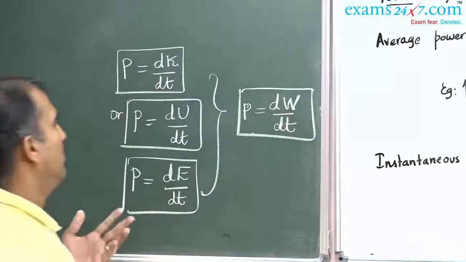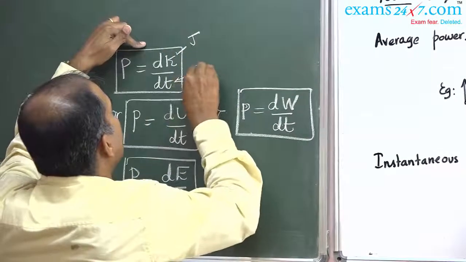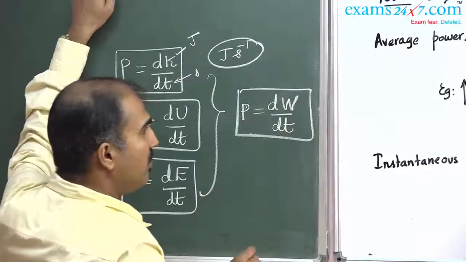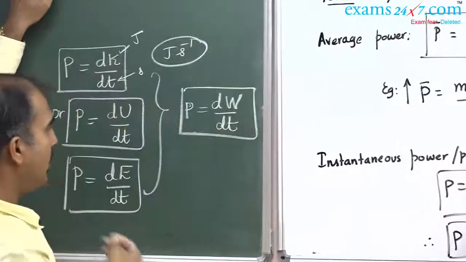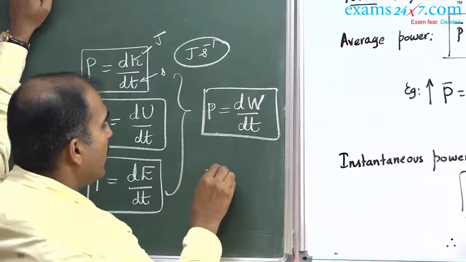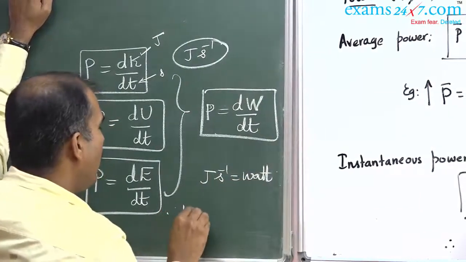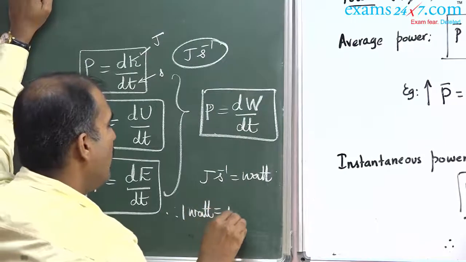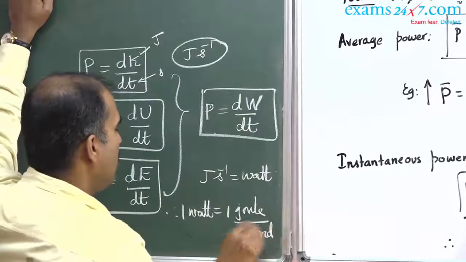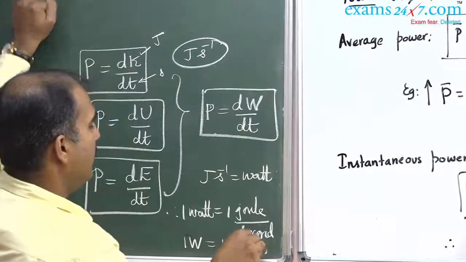And it's very easy: dK is in joule, time is in seconds, so joule per second is the common unit for all types of work, whether it is instantaneous or average. So the joule per second is called watt, and therefore 1 watt is 1 joule per second.